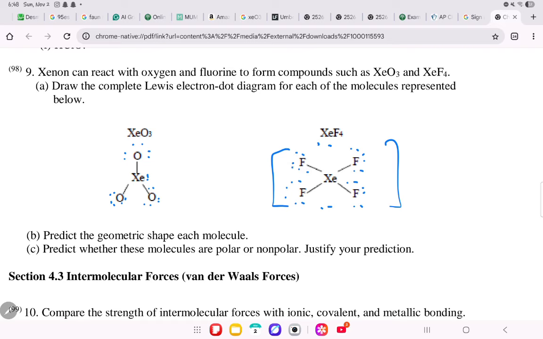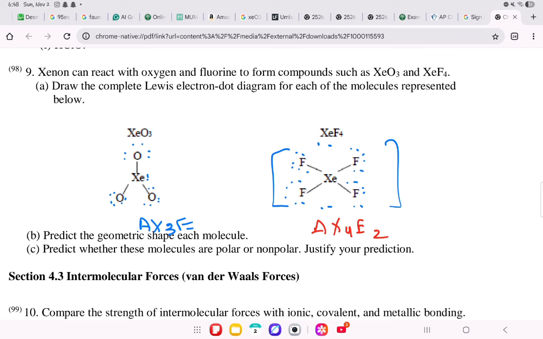Anyways, for XeO3, the shape is AX3E, because we have one lone pair. Here we have two lone pairs, so this is AX4E2. Okay, so AX3E is trigonal pyramidal, and AX4E2 is square planar.